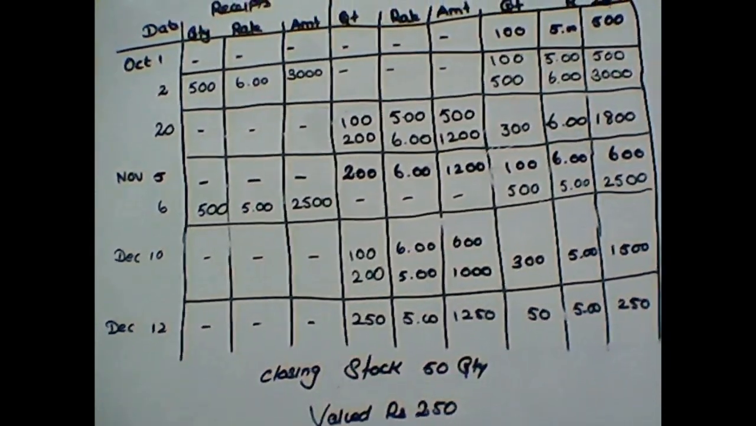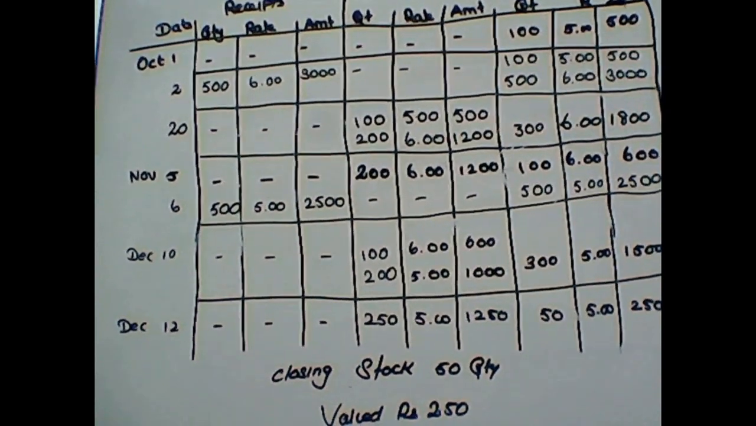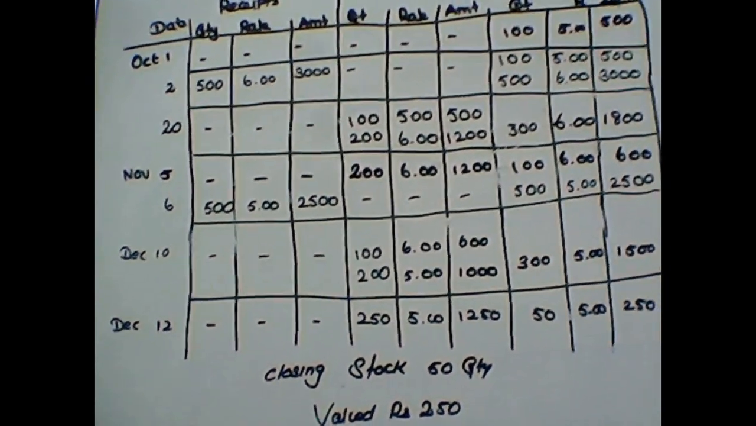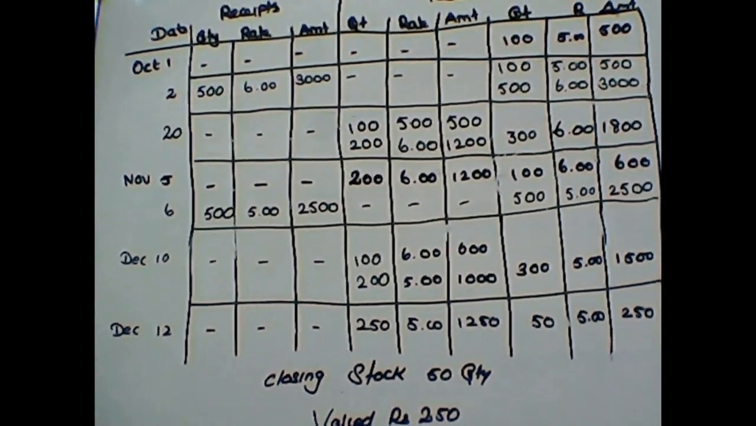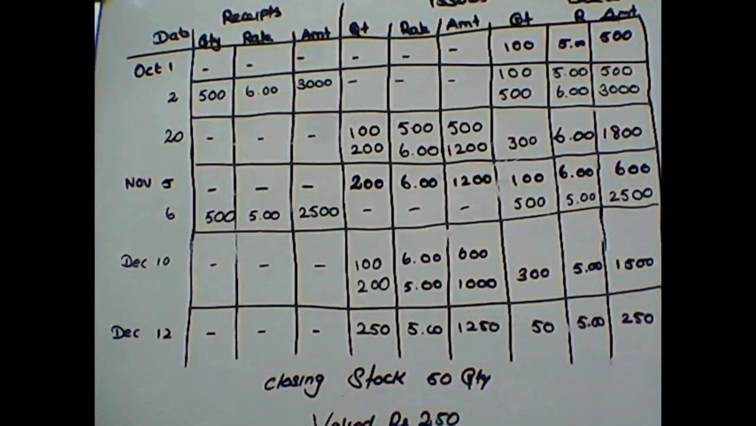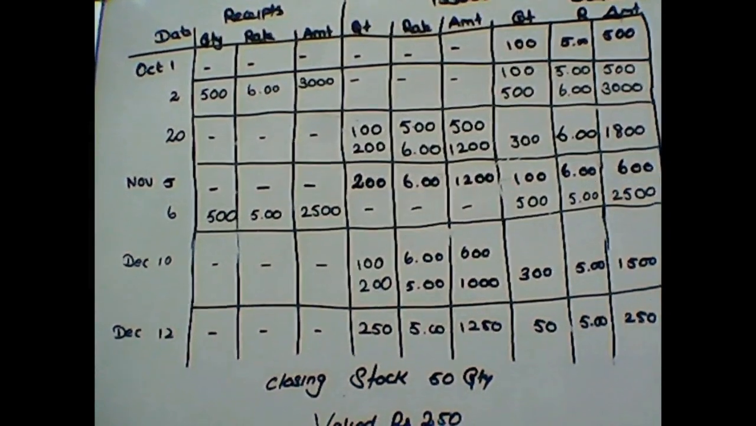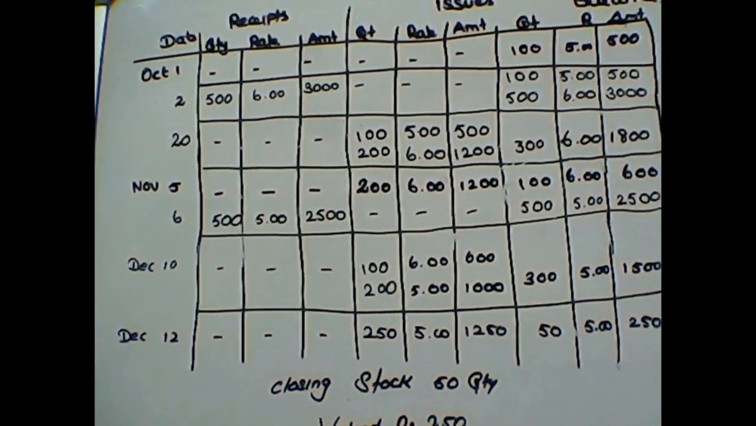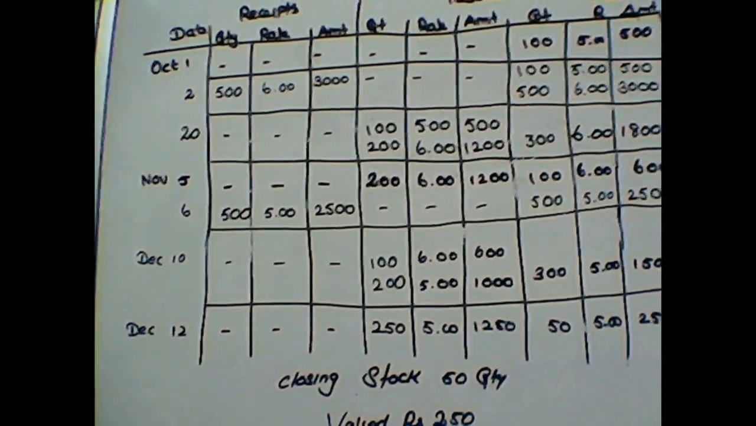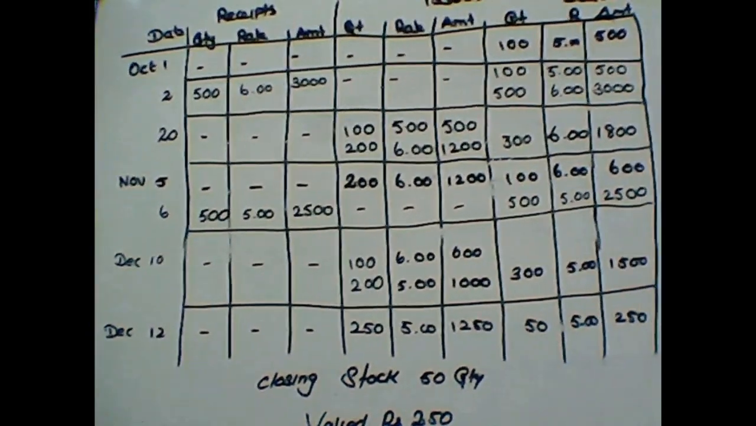Now finally, on December 12, we have to give 250 units as our issue at rupees 5. How have we taken this 5? Here we are having 300 units at rupees 5 only. From this 300 units at rupees 5 we have given this 250, at the rate of rupees 5. That is 1250.